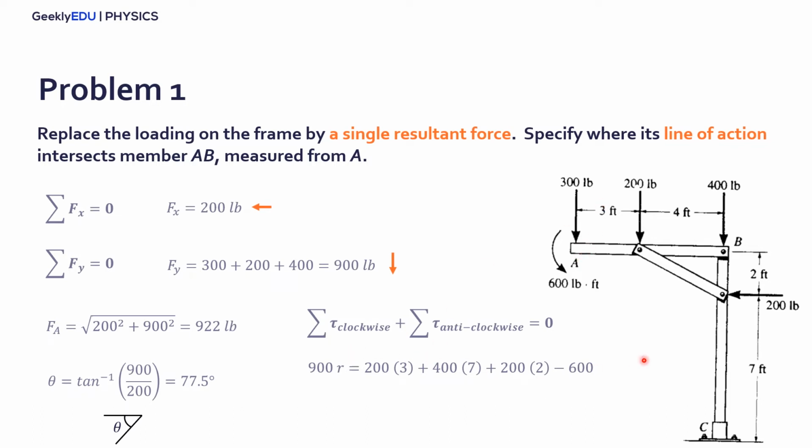So now we have our equation. We can just find R, and R equals 3,200 divided by 900. That's 3.56 feet away from A. So our single resultant force has a magnitude of 922 pounds and is applied 3.56 feet away from A at 77.5 degrees right here, okay? And those are the answers for our problem number 1.